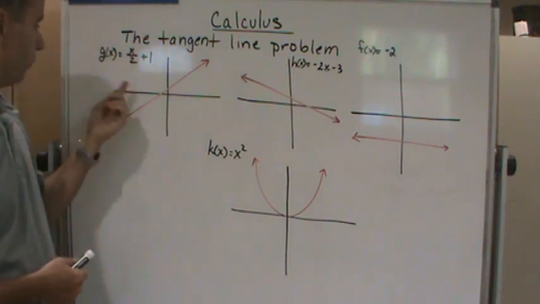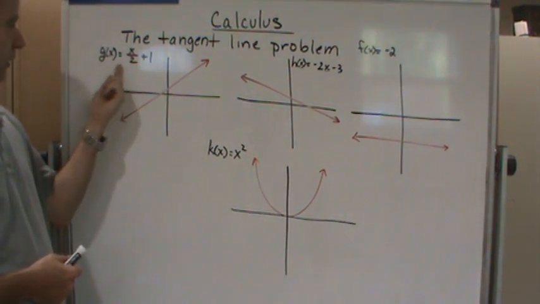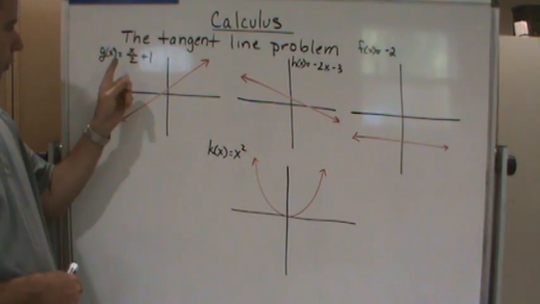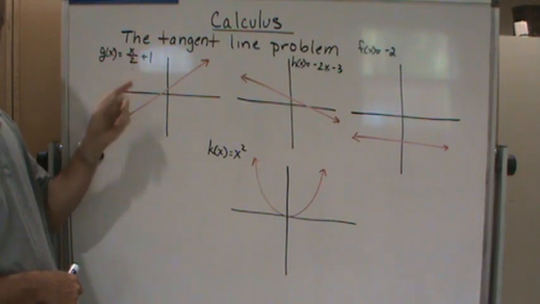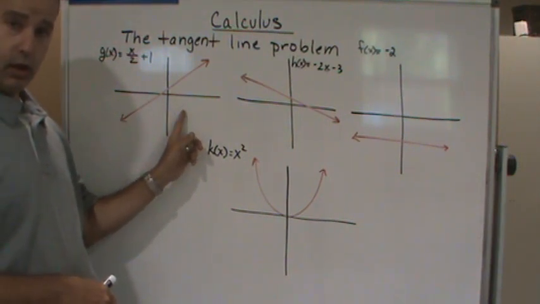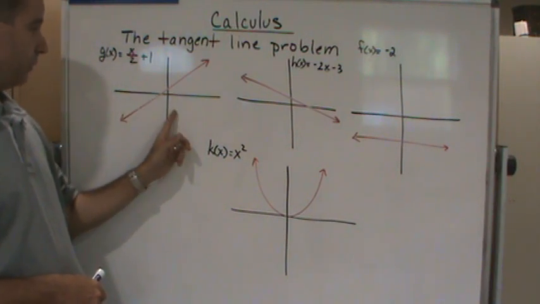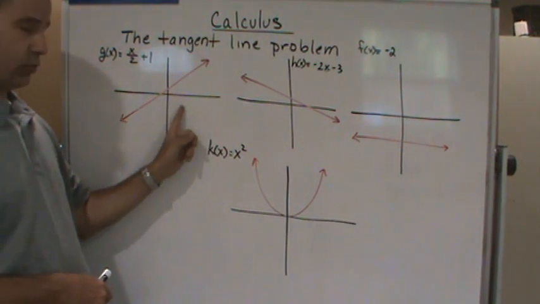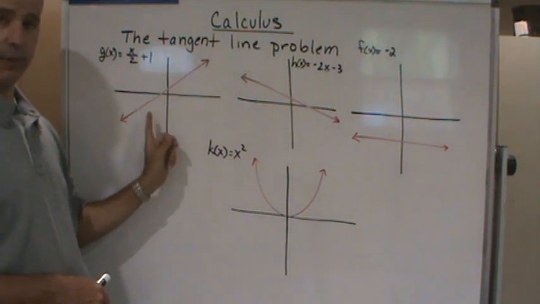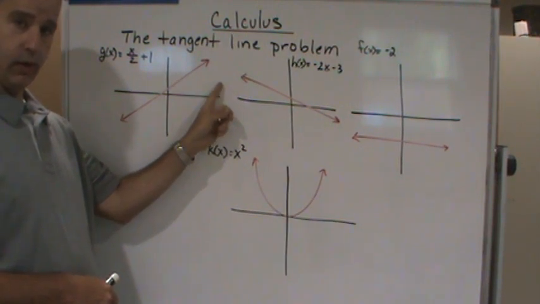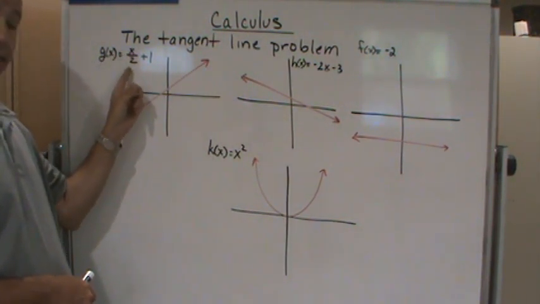Now, if we're given the function, then we know again that the slope represents the rate of change, right? So, for example, in this example, we have g of x is equal to x over 2 plus 1. So we know that the slope of this line is 1/2, which means for every 1 unit you move to the right, it's going to go up 1/2 of a unit. So that's what the 1/2 stands for.